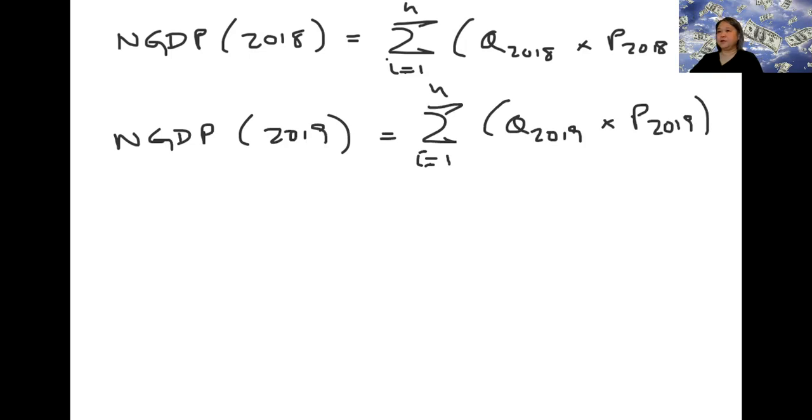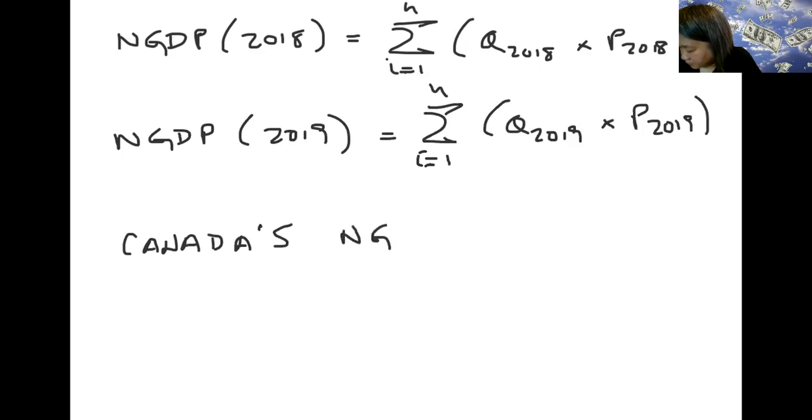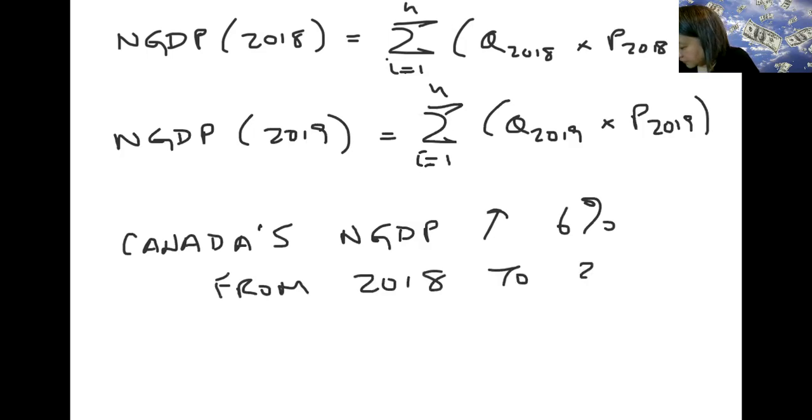So if I were to come up with this statement and say that the economy has increased, or GDP has increased from 2018 to 2019, let's make that statement. Canada's nominal GDP increased 6% from 2018 to 2019.